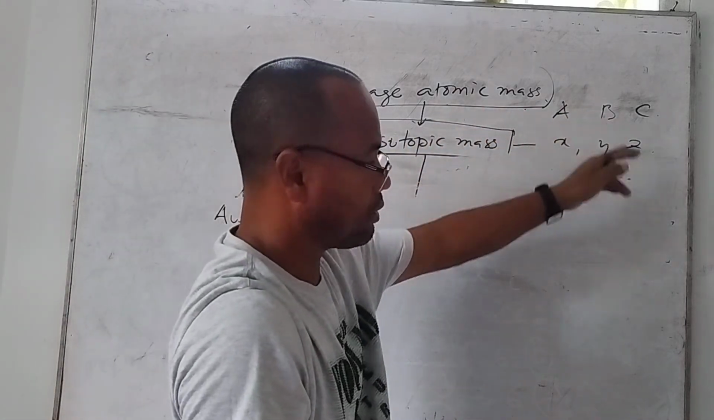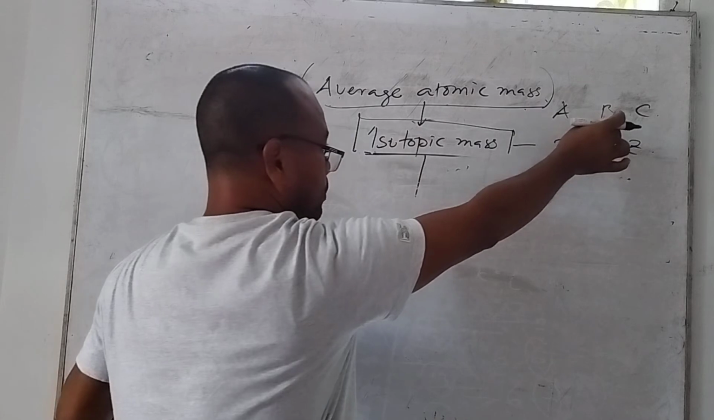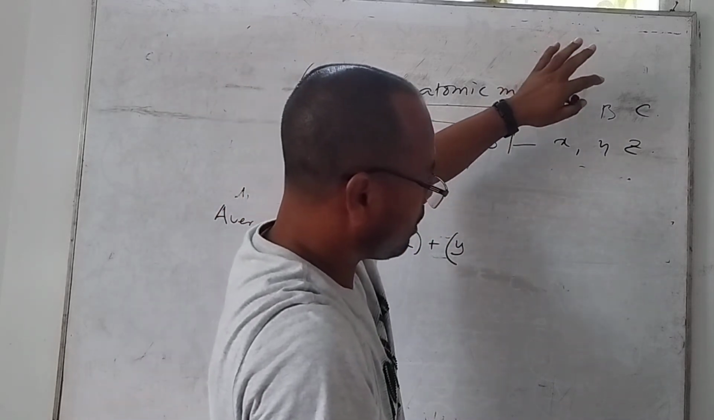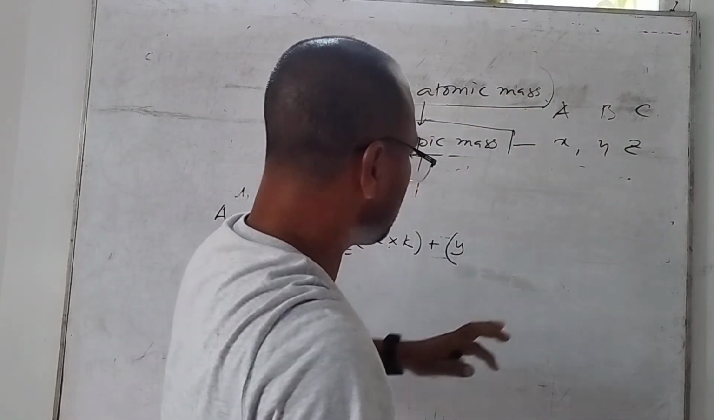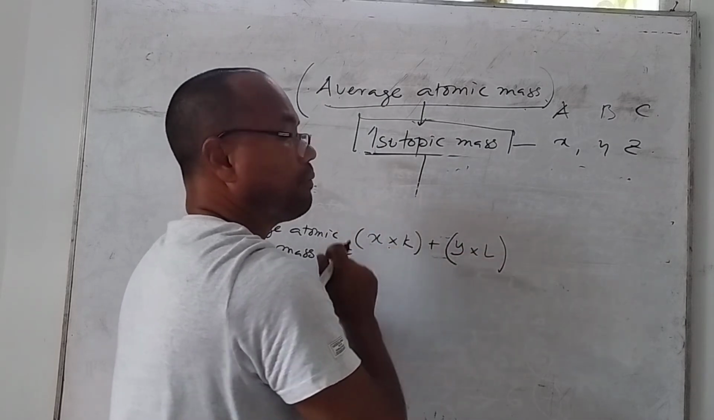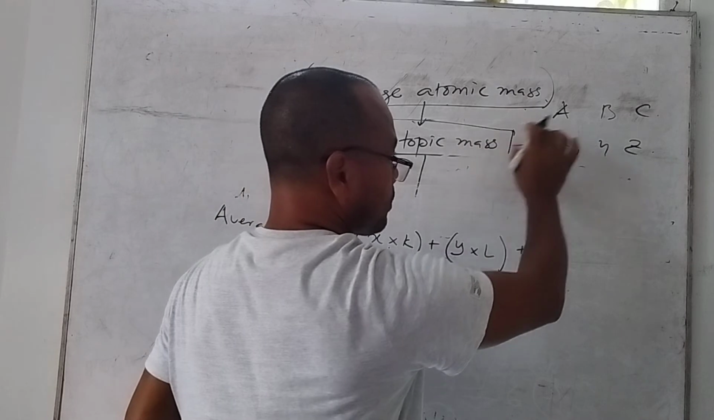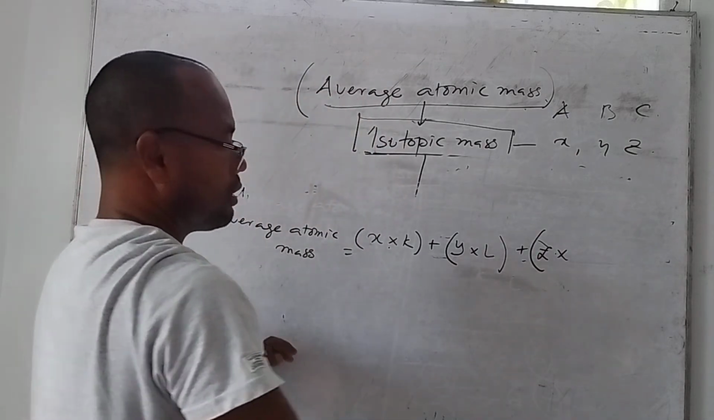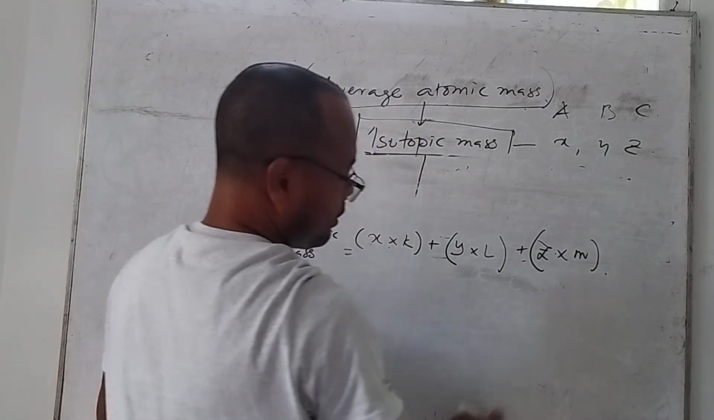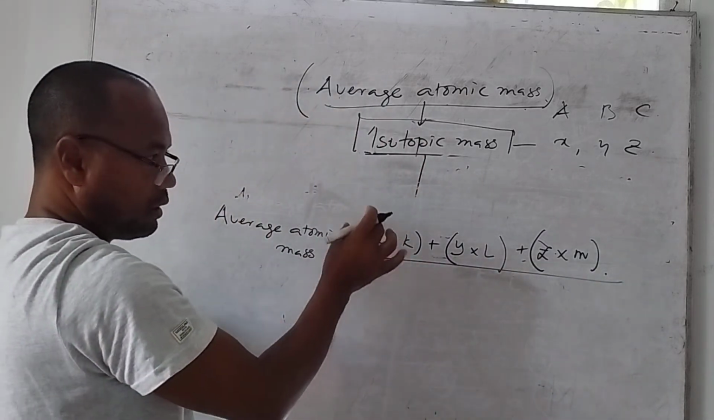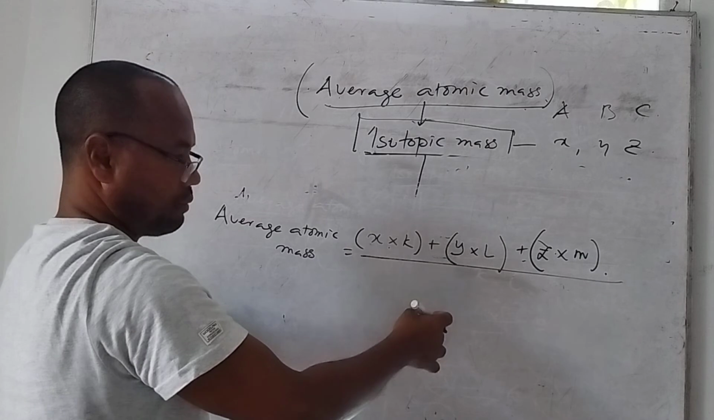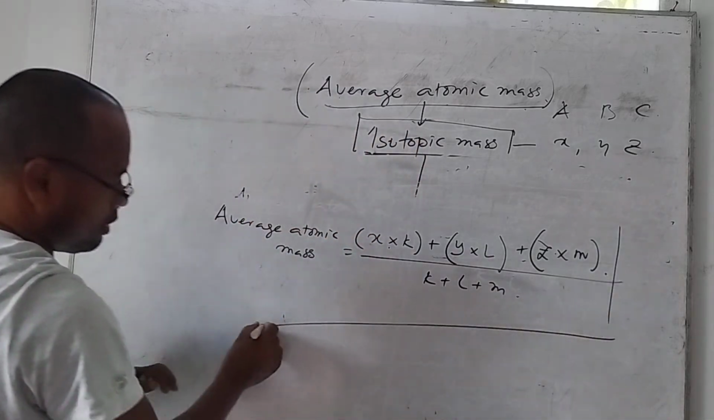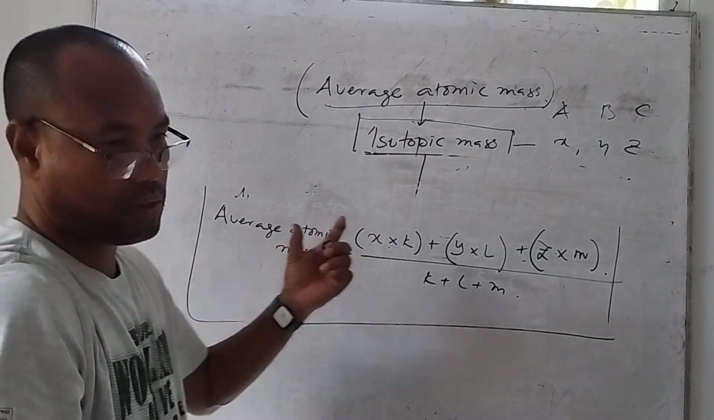Now for B, the isotopic mass of B is Y, multiplied by its relative abundance L, plus the isotopic mass of C, which is Z, multiplied by its relative abundance M. Then divide by the sum of their relative abundances, K plus L plus M. This is a simple formula, and we can calculate the average atomic mass with it.